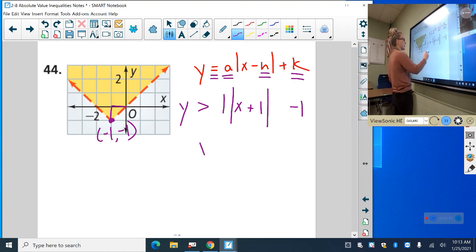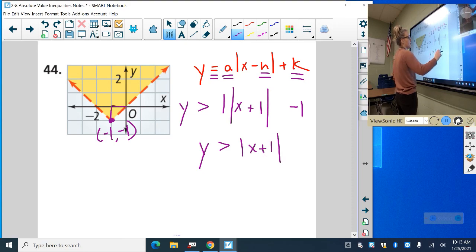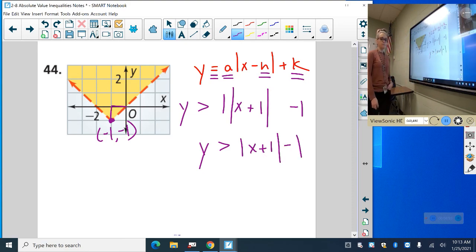Okay, so let's rewrite this. So it's y is greater than the absolute value of x plus 1, minus 1. And that's it.